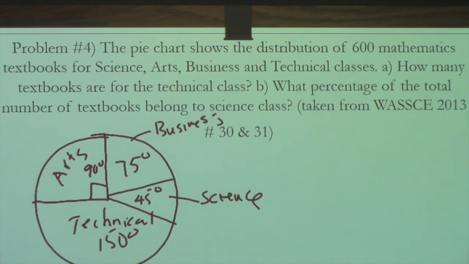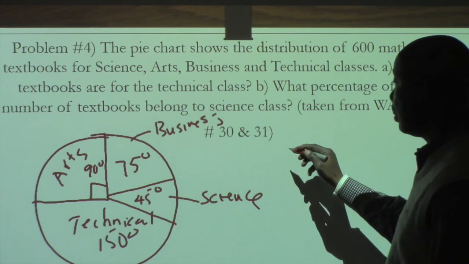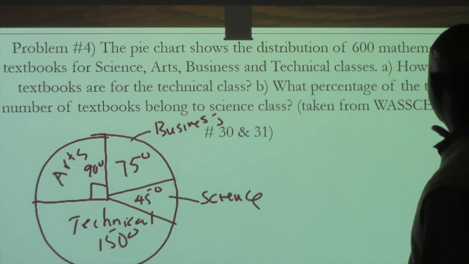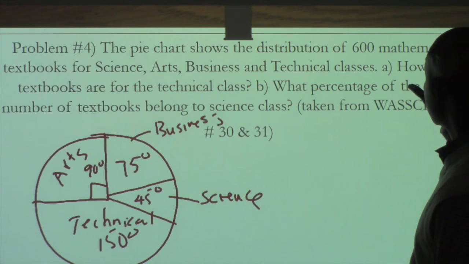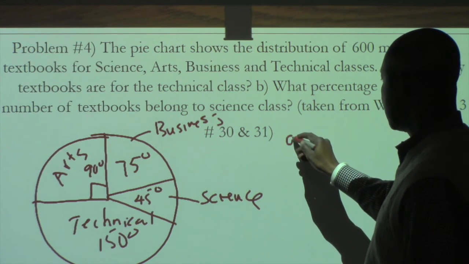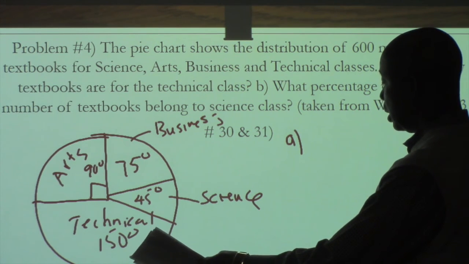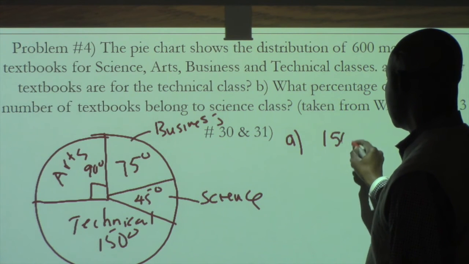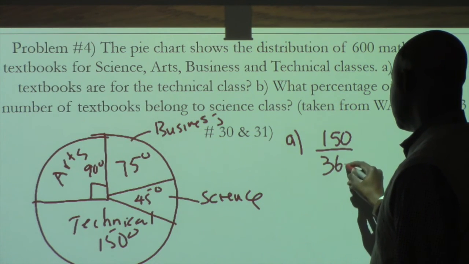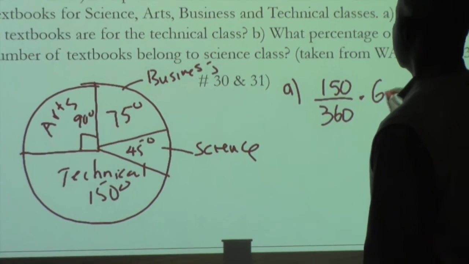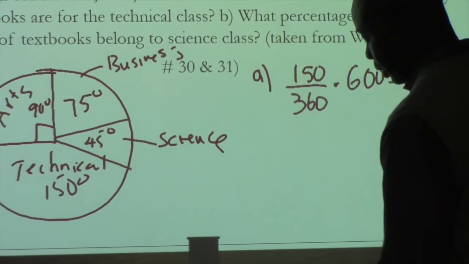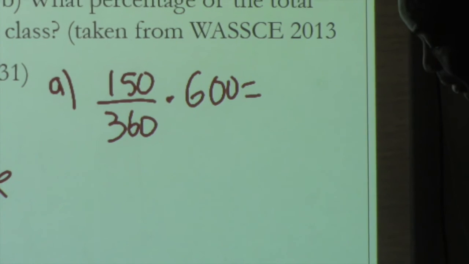So what I want us to do several parts of this problem. A, how many textbooks are for the technical class? So let's see. To find the number of textbooks, we need to take the degree of the technical class and divide it by the total degrees in a circle and multiply it by the number of what? Textbooks. 600. So A. So we do for technical, the degree is 150. So 150 as a part of 360 times what? 600 will give us the number of books for the technical class.